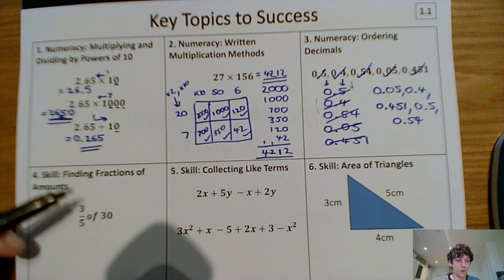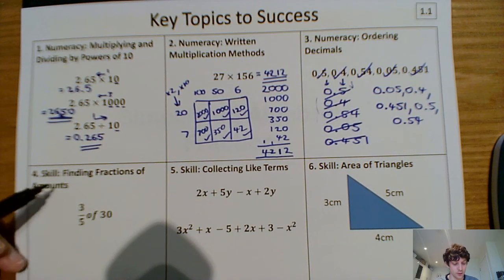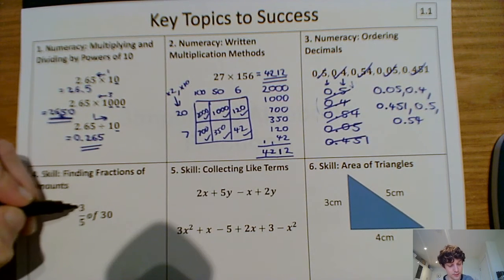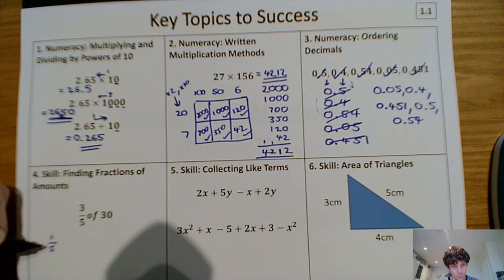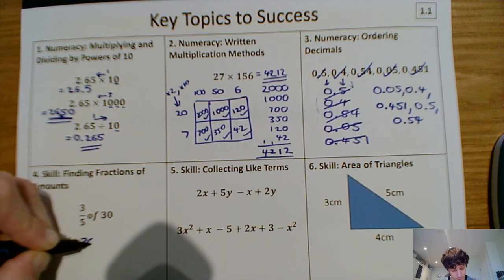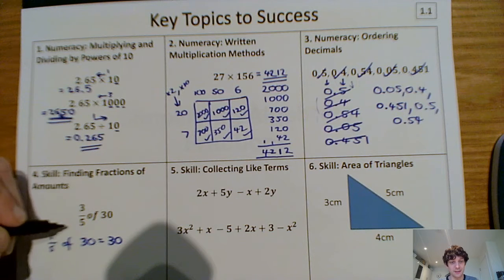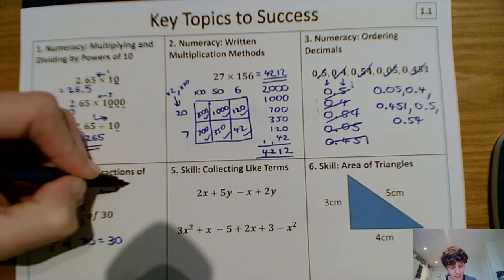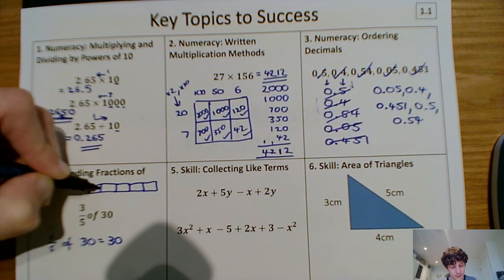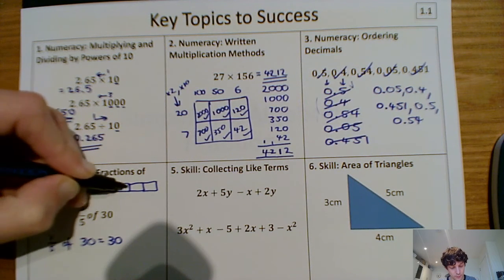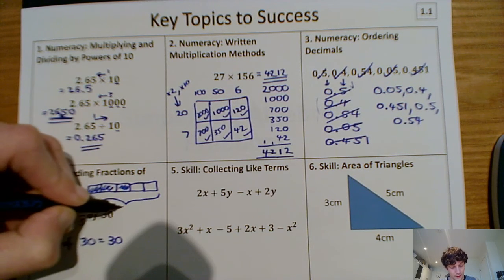Okay, skill number 4, finding fractions of amounts. So I'm looking to find 3/5 of 30. The way that I do this is I look at the denominator first of all. So I think, what would 1/5 of 30 be? I've got 30 and I want to split it into 5 parts. If I draw this like a bar model, I'd have 5 boxes and I'd want 3 of them. And I'm saying that whole thing is 30.